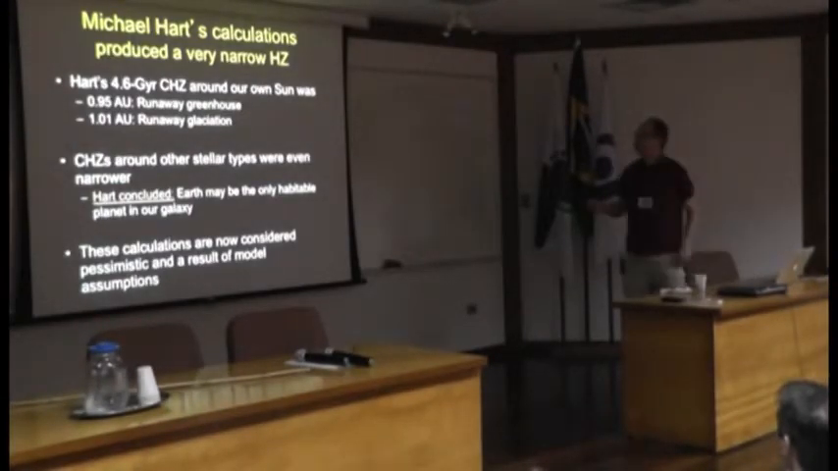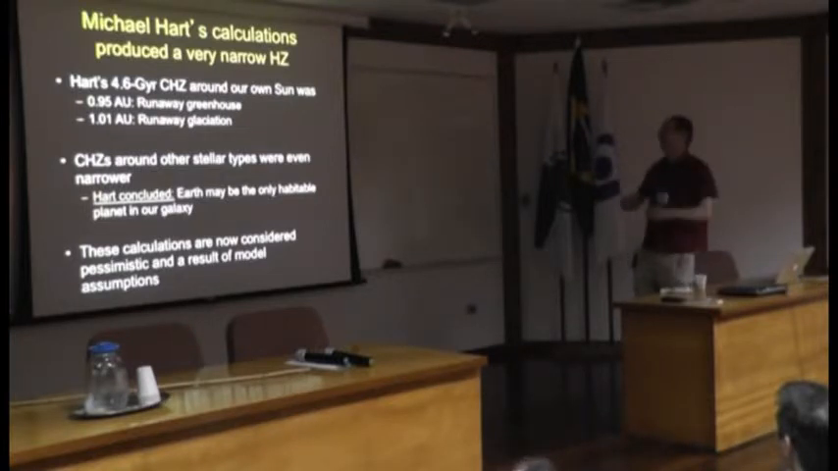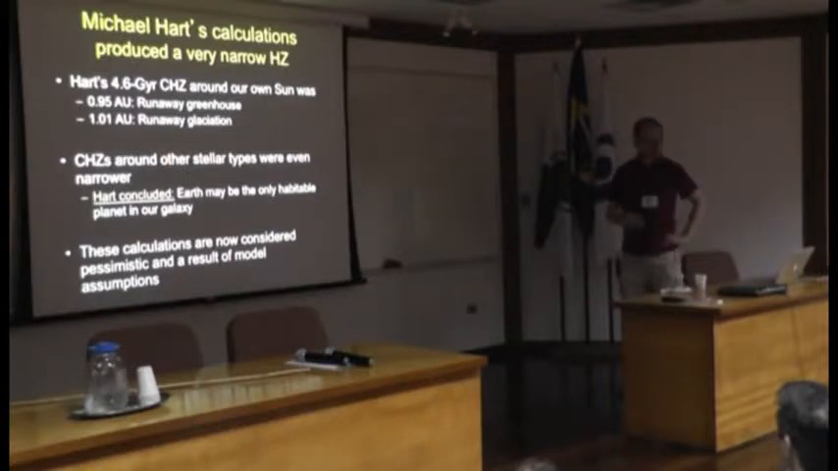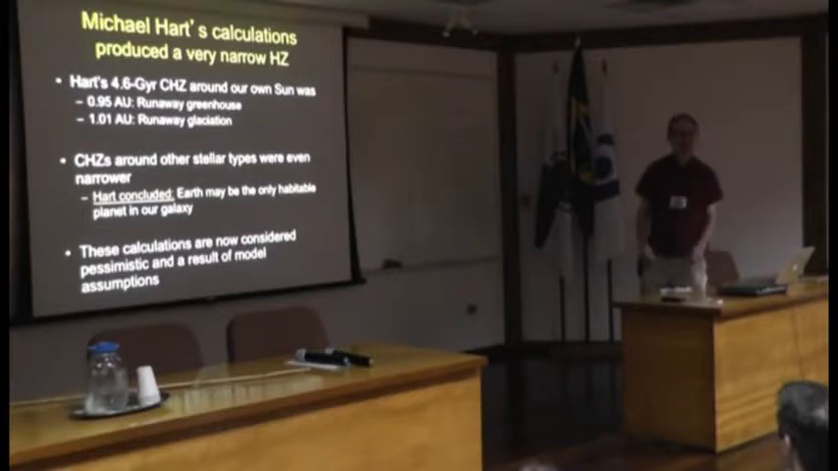And when Michael Hart did this calculation, he had a very narrow habitable zone, where on the interior, a planet would have a runaway greenhouse, and on the exterior, a runaway glaciation. And he concluded from this that Earth, just by luck, was a habitable planet. But when you look at his calculations, this result is embedded in his assumptions. And his assumptions are now considered to be incorrect and unduly pessimistic.